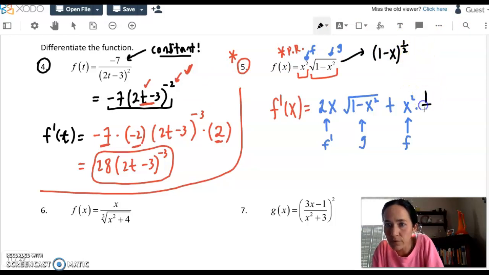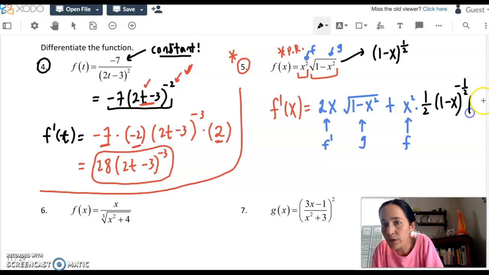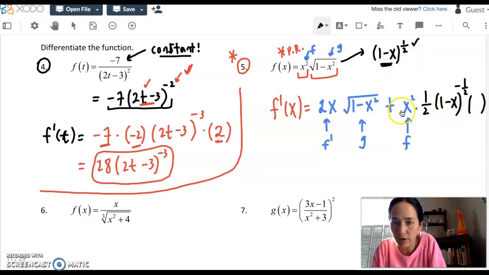We'll swing it down front, swing down the 1/2. Raise 1 minus x squared to 1 degree lower than 1/2, so negative 1/2. And then we got to remember to tag on an innermost derivative. So at this point, right, the 1/2 is checked off. Now I have to go into the parentheses and see if I have any interesting derivative in there.